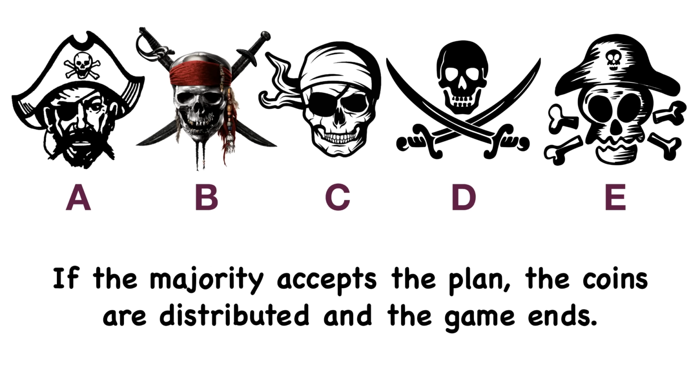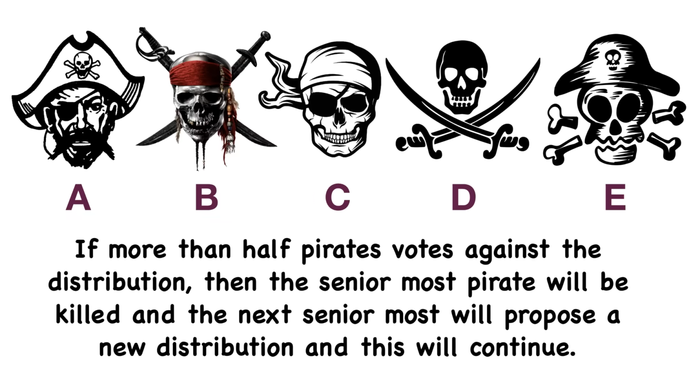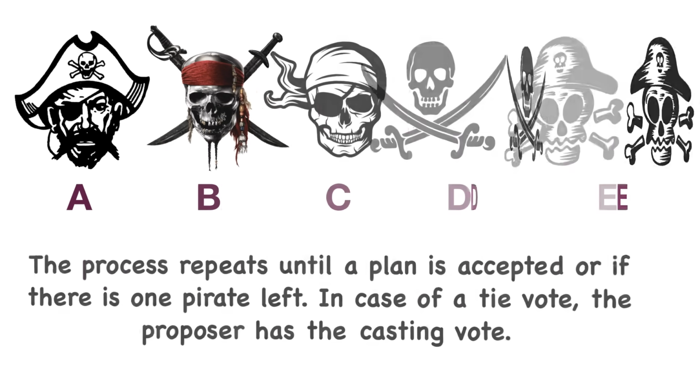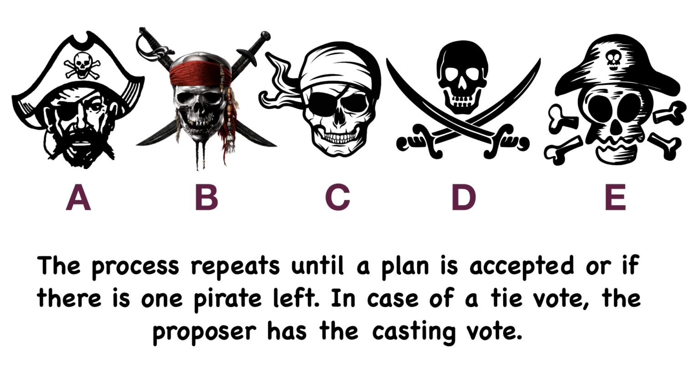If the majority accepts the plan, the coins are distributed and the game ends, which implies that if half or more pirates vote in favor of the distribution, then the proposed distribution is accepted and the game ends there. If more than half the pirates vote against the distribution, then the most senior pirate will be killed and the next senior most will propose a new distribution, and this will continue. The process repeats until a plan is accepted or there is one pirate left. In case of a tie vote, the proposer has the casting vote. The casting vote is a vote that someone may exercise to resolve a deadlock.